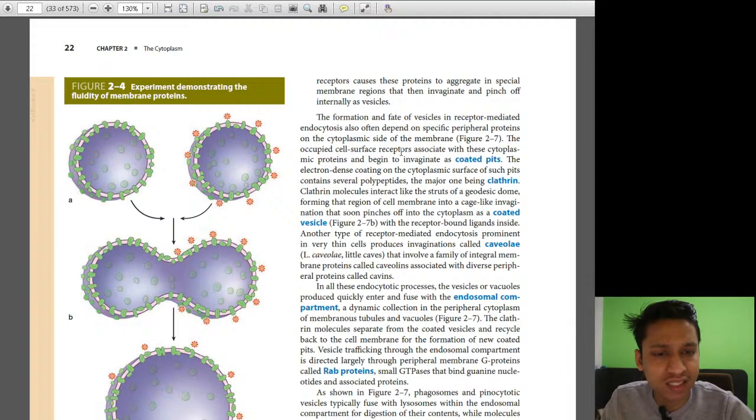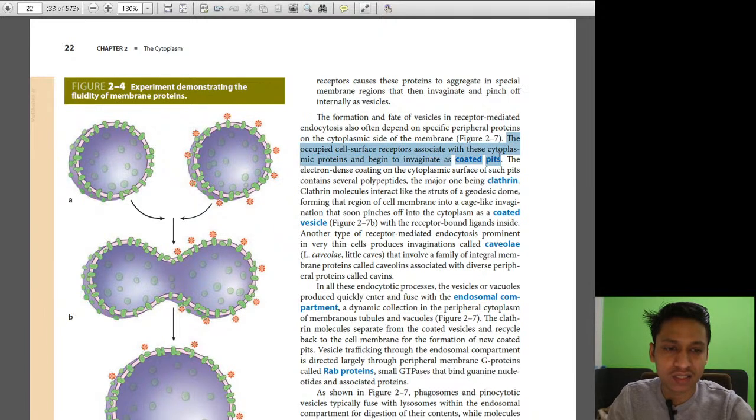The occupied cell surface receptors associate with these cytoplasmic proteins and begin to invaginate as coated pits. We need to know what coated pits are. These locations where we have the cell surface receptors associated with the cytoplasmic proteins, we call coated pits.